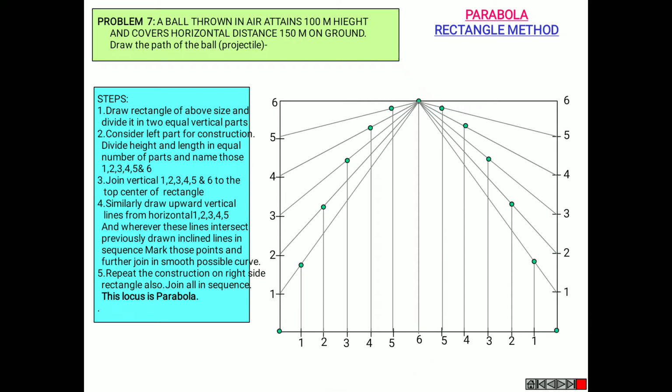Now join all these points in order to obtain a smooth curve, which is called a parabola. So this is the trace of the ball thrown in air, which attains 100 meters of height and covers a horizontal distance of 150 meters on ground. So the obtained projectile is a conic curve called parabola. This is done through a rectangle method. I hope you have got the point, or else we'll see the construction once again.